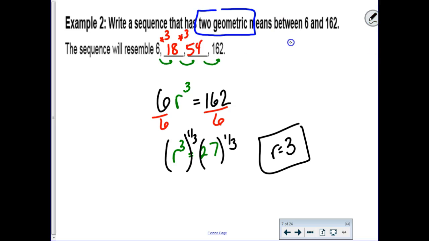And then if for some reason they wanted the formula, well, that wouldn't really be too hard because we have all the pieces we need. So the sequence formula is 6, the first term, times the common ratio of 3 to the n minus 1 power.